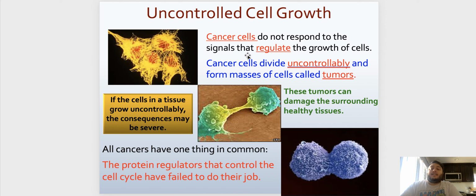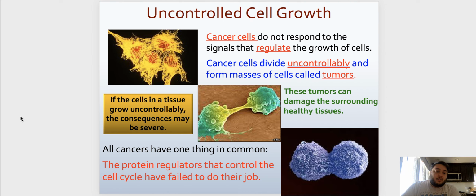So when someone gets cancer, unfortunately, it's a very, very common disease, very, very deadly in some cases, not always, but a lot of the time. And it's a big problem that a lot of people have to deal with. And the whole reason is because of cell growth being uncontrolled, right? So cells that are cancerous do not respond to signals that regulate the growth of cells.